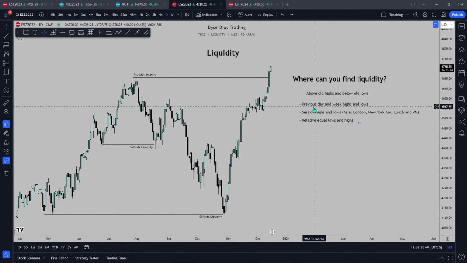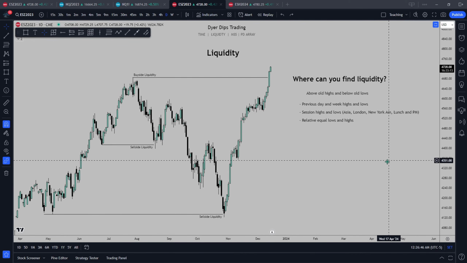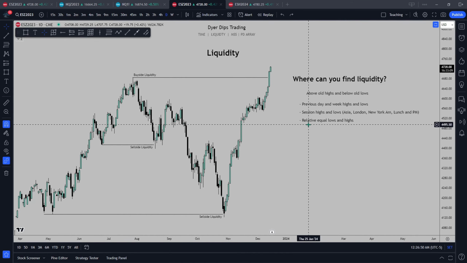All right, so we went over the previous day and week's highs and lows. Let's go over the next one here, which is going to be the session highs and lows. And that's going to be Asian session, London session, New York AM session, New York lunch session, and ultimately New York PM session. All of these sessions within a day are going to be high probability liquidity pools that you have to keep your eye on.